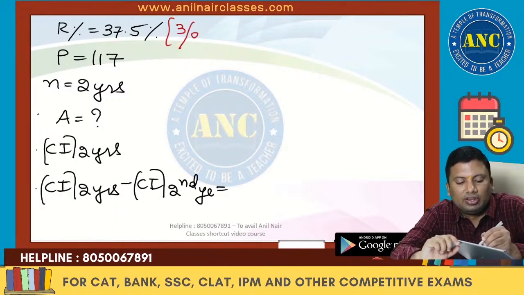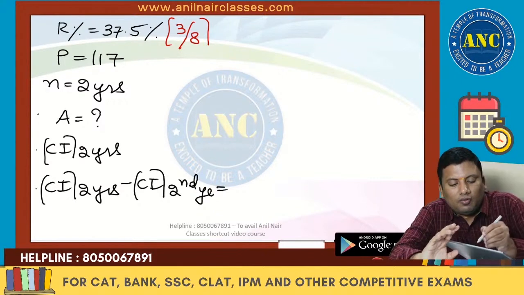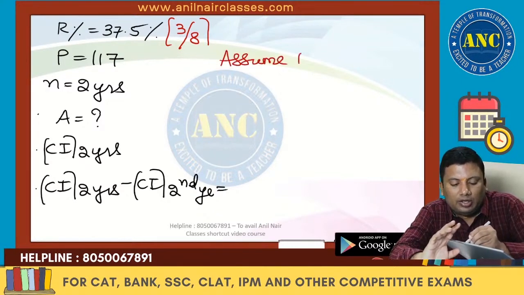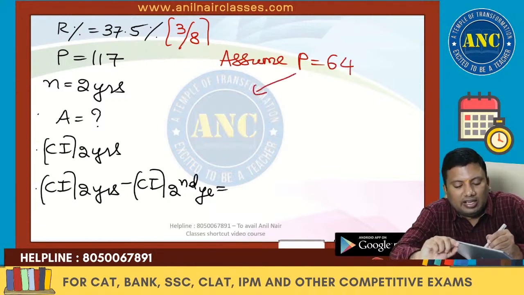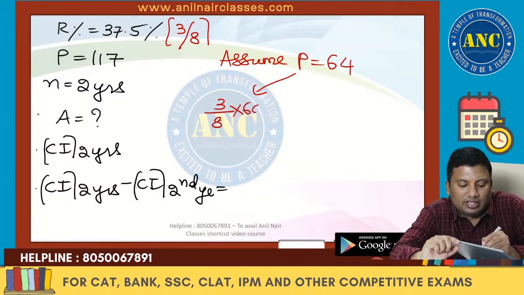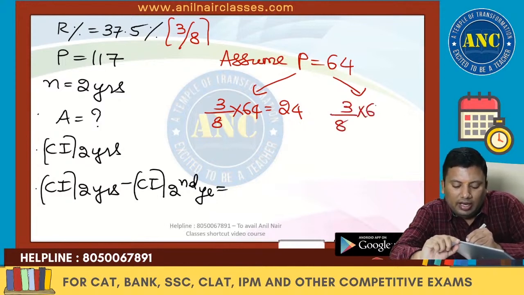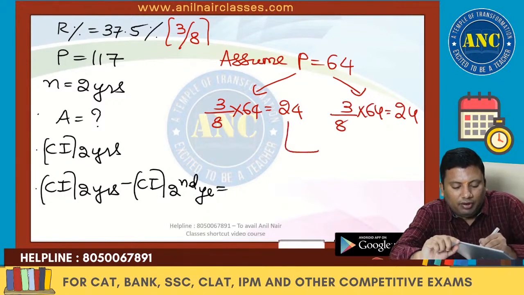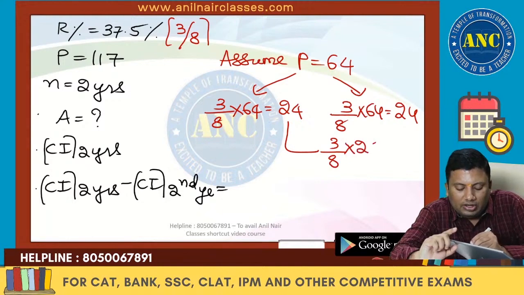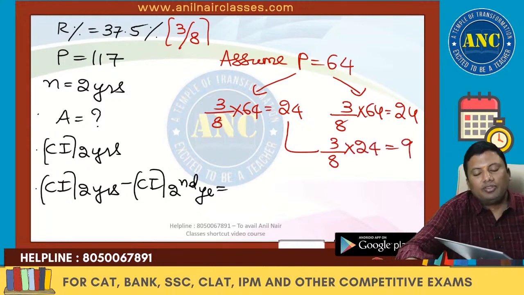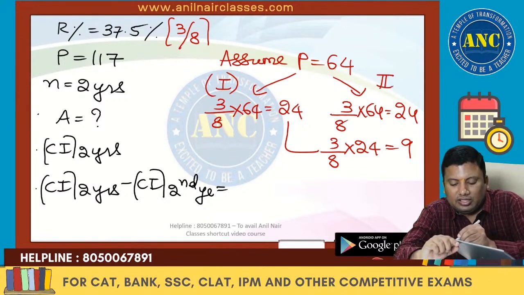37.5% is 3 by 8. 117 is not a multiple of 8 square. So what you will do is assume principal equivalent to denominator power k. 8 square is 64. First year it is nothing but 3 by 8 of 64, which is 24. Second year also it is the same, 24. CI is SI plus interest on interest. 3/8 of 24 is nothing but 9. This is for the first year and this for the second year.